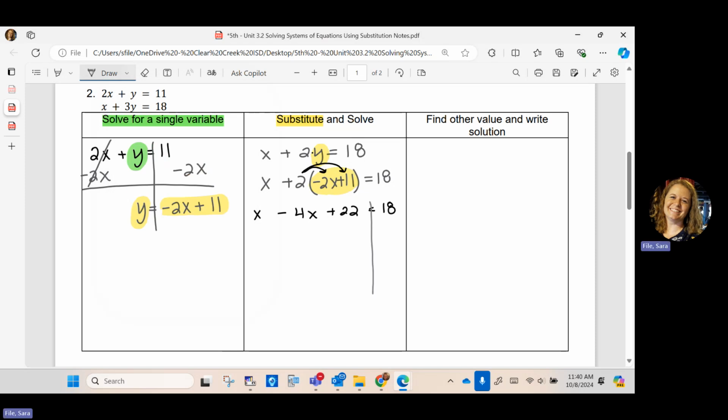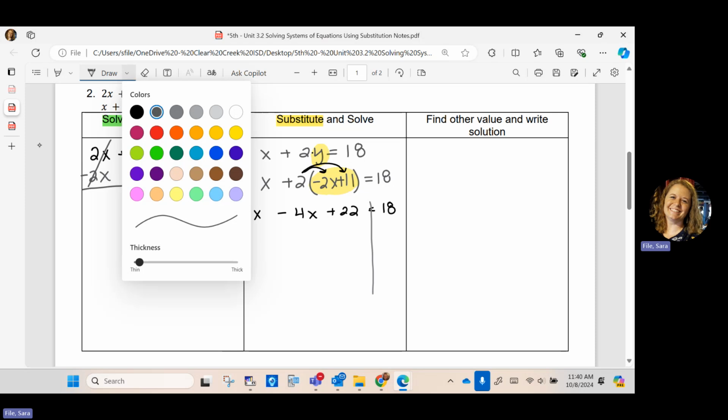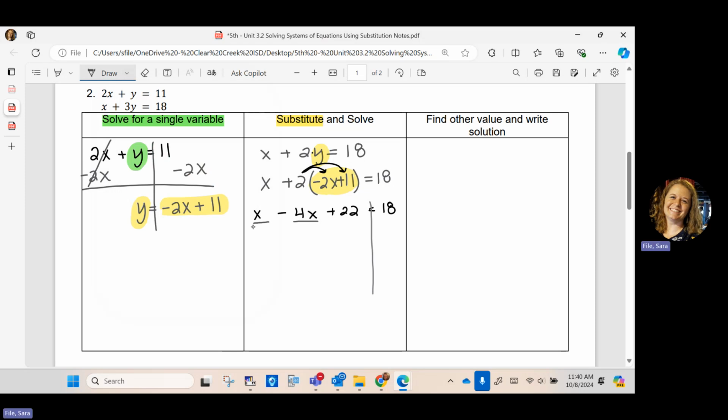So I'm going to continue solving this. I'm going to combine like terms here. Got x minus 4x. So that is negative 3x. I've still got plus 22 equals 18. So now I'm going to move the 22 to the other side by subtracting. So I'm left with negative 3x. Now over here, I can combine the 18 and the 22 because neither one has a variable. Those are both constants. So I get negative 4.